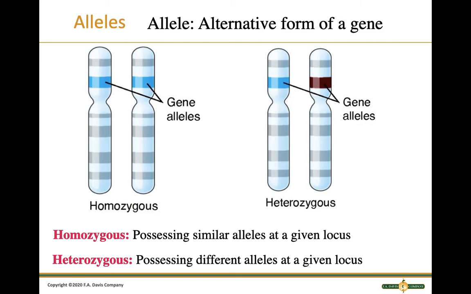An allele is an alternative form of a gene. So in this case, on the left here you can see there are two blue alleles, and on the right there's a blue and a brown allele. So this might be the example of eye color. And on the left we have someone that's homozygous, meaning they have similar alleles or identical alleles at a given locus. So this person has both alleles blue, so they're going to have blue eyes. On the right, this person is heterozygous. That means they have different alleles at the locus, so they have one blue and one brown.